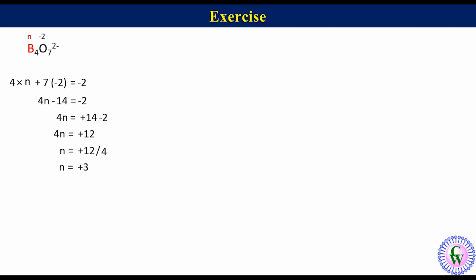Calculation of oxidation number of nickel in NiCO4. Suppose the oxidation number of nickel is N. We know that the overall charge on carbon monoxide ligand is 0. So we can write N plus 4 into 0 is equal to 0, since NiCO4 is a neutral molecule. We can write N plus 0 is equal to 0, or N is equal to 0.